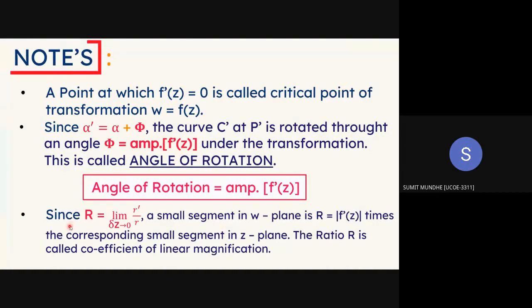Since R equals the limit as delta z tends to 0 of r dash upon r, a small segment in the w plane equals the magnitude of f dash of z times the corresponding small segment in the z plane. The ratio R is called the coefficient of linear magnification.